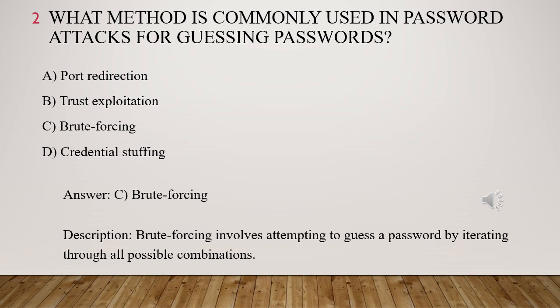Why not the other options? A. Port redirection. This involves diverting network traffic to a different location, usually not relevant to password guessing. B. Trust exploitation. This leverages compromised system access to gain further privileges, not directly applicable to password guessing. D. Credential stuffing. This reuses leaked passwords from other breaches against multiple accounts, but doesn't involve guessing new passwords.